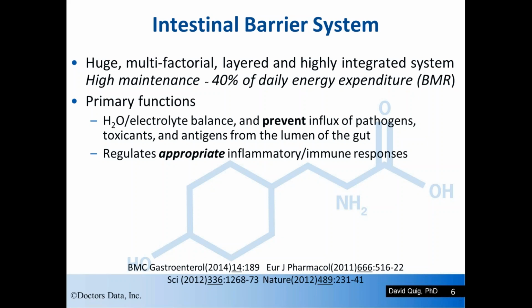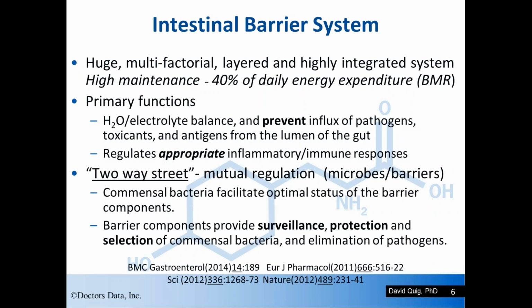Now, the primary functions of the barrier systems are, of course, to regulate water and electrolyte balance, and very importantly, to prevent the influx of pathogens, toxicants, and antigens from the lumen of the gut. The barrier system regulates appropriate inflammatory and immune responses, and I emphasize appropriate because not all inflammation is bad. And this is very much a two-way street in that there's incredible mutual regulation between the microbes and the barriers.